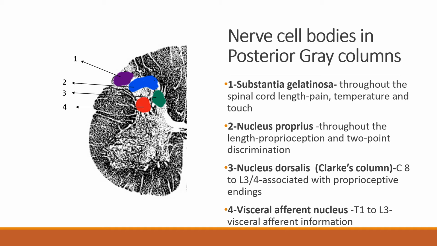The third group comprises the nucleus dorsalis or Clark's column. It extends from level of C8 to L3 and L4, responsible for proprioceptive information. And the fourth group, which is present lateral to nucleus dorsalis, which is marked red here, extends from T1 to L3 level of the segments of spinal cord and is responsible to receive visceral afferent information, that is information from the viscera, glands, blood vessels, internal organs.